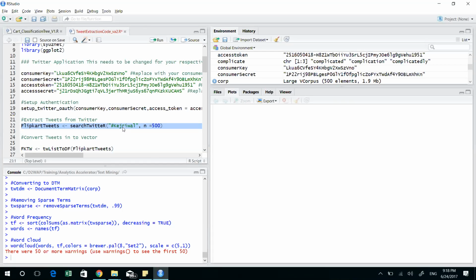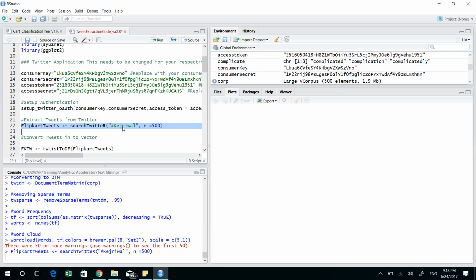Okay, great. I thought it would be good to see what people really are talking about when it comes to Mr. Kejriwal. So let's understand that. What I'm doing now is extracting 500 tweets. As you can see, there is a red button popping up. Till the time this button is there, the tweets are getting extracted.